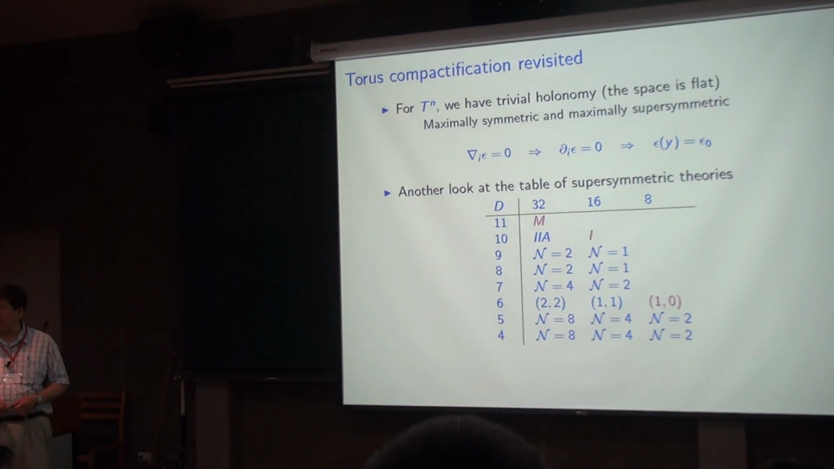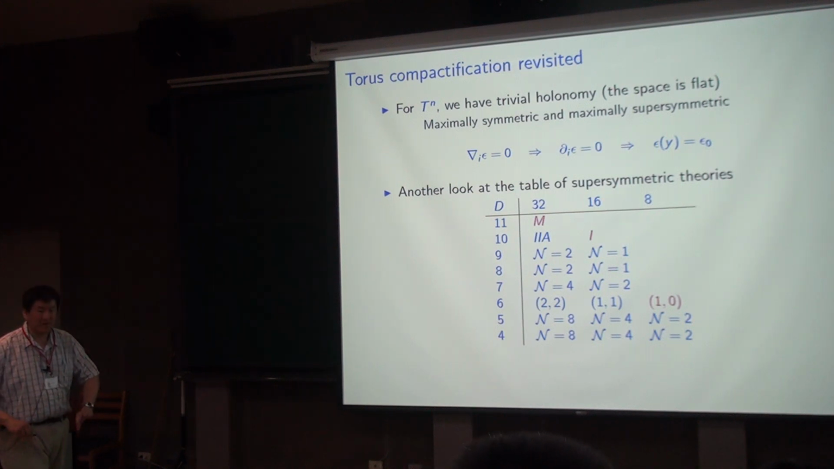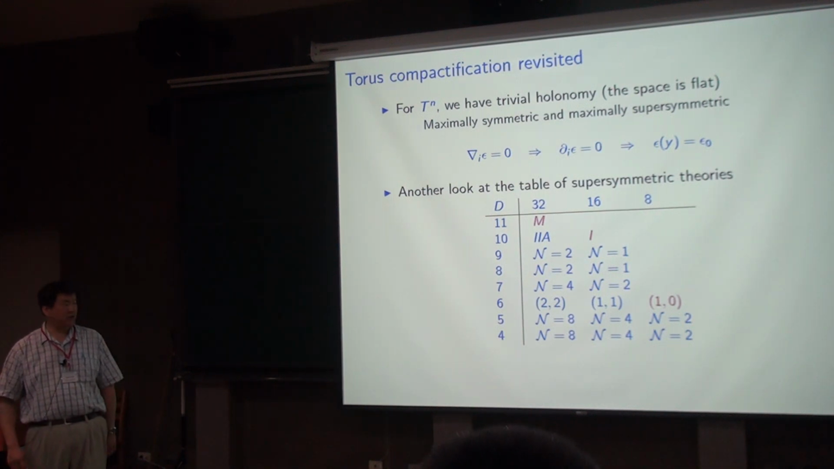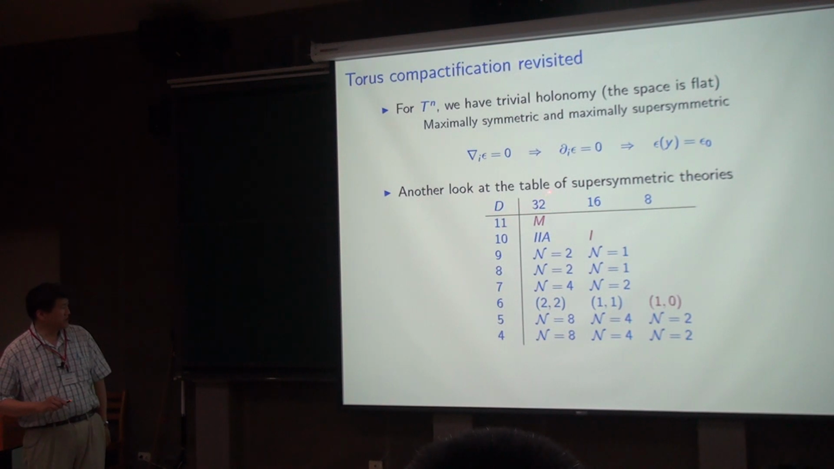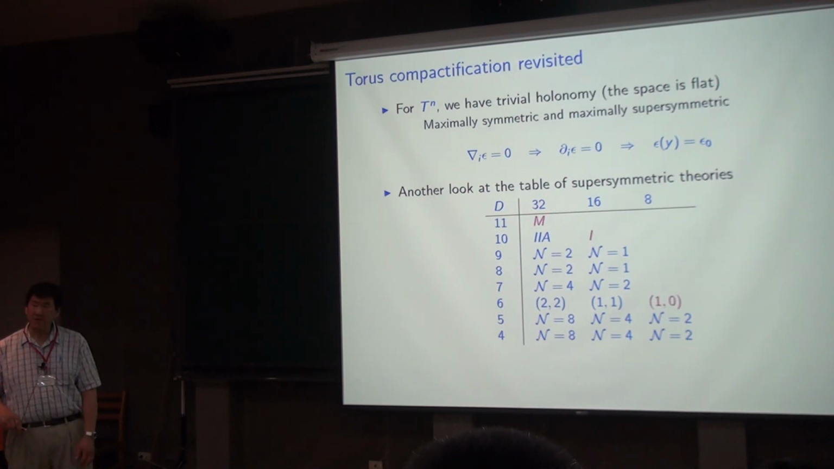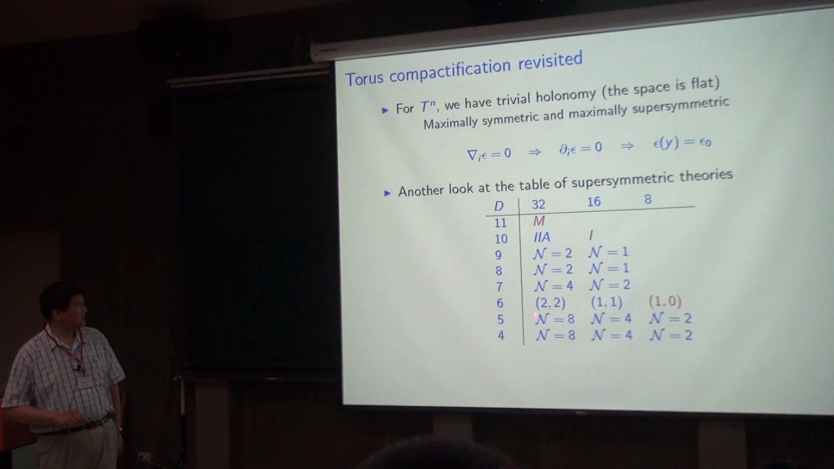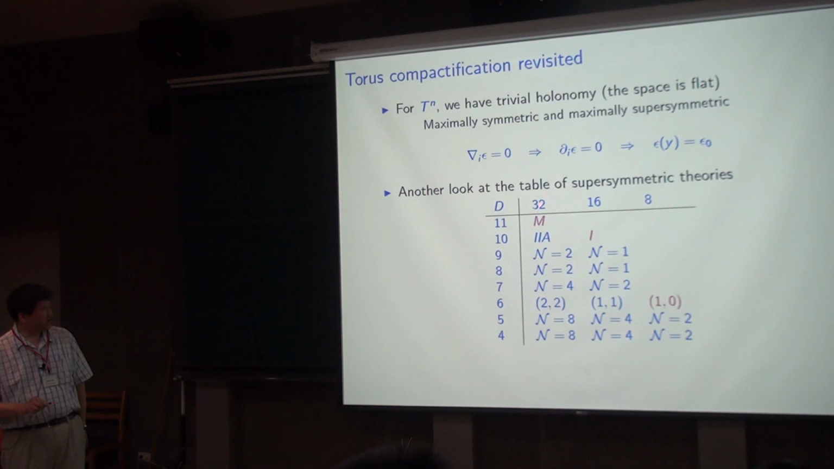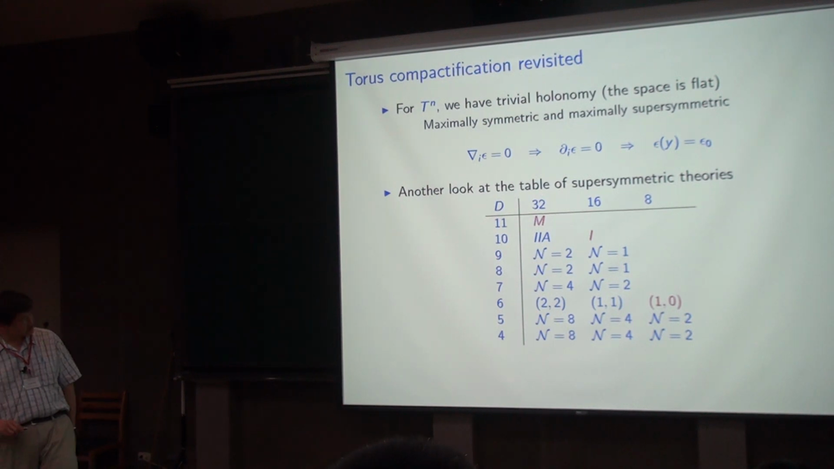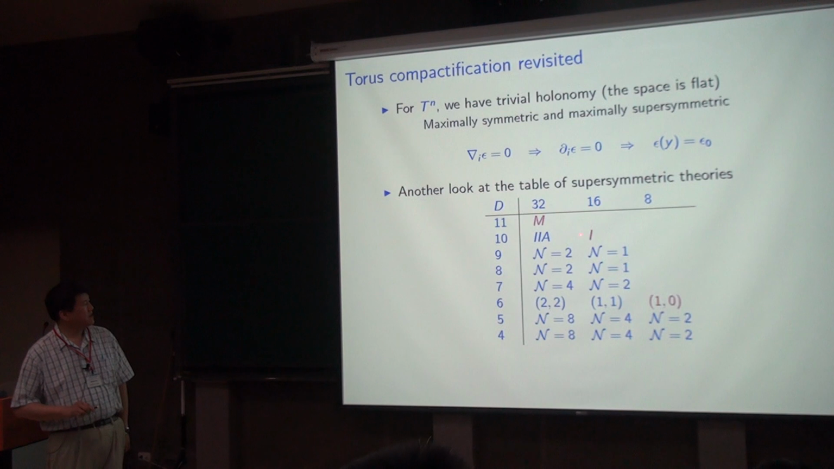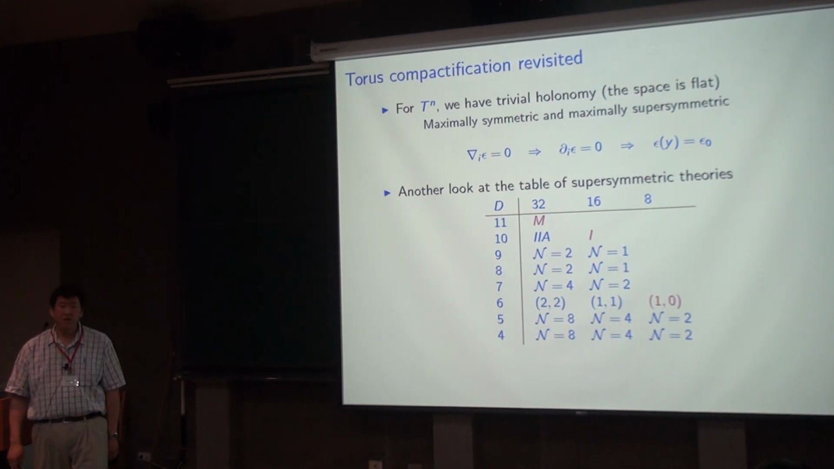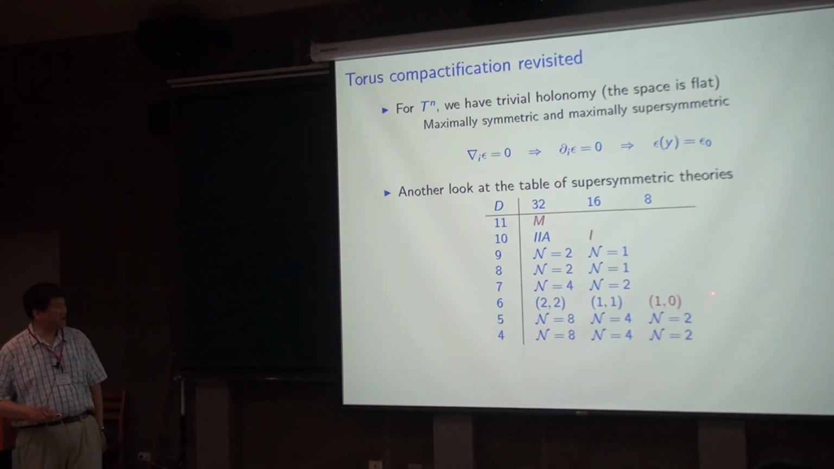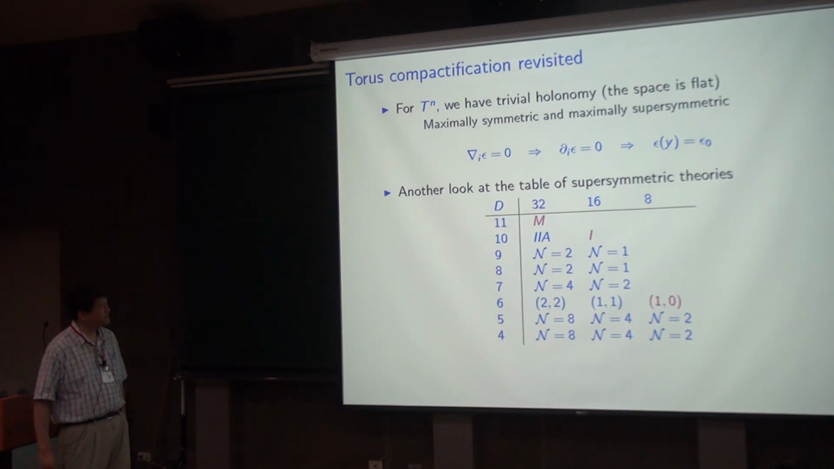That means I looked at the table I gave you yesterday, and looked at a subset of that. I can do torus reductions of the 32 supercharge theory, which is the 11-dimensional theory, and just go straight down the column of the table to give you 32 supercharge theories. I can also start with 16 supercharges, the heterotic theory in 10 dimensions, and they can all reduce down on a torus. I can also have the 8 supercharge theory, the (1,0) theory in 6 dimensions, and reduce that on a torus.